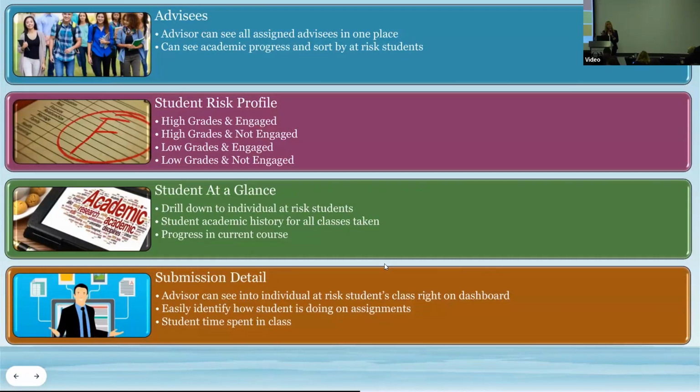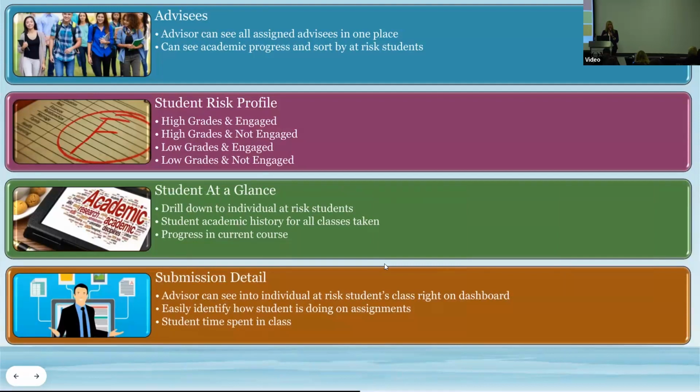And we have 4 profiles that the faculty could look at. We have students with high grades and engaged. That's a good thing, but you still want to call them and tell them they're doing a good job. High grades, not engaged. Low grades and engaged, we see that a lot. They spent so much time in their courses, but they're failing their course. Well, why? And low grades and not engaged.